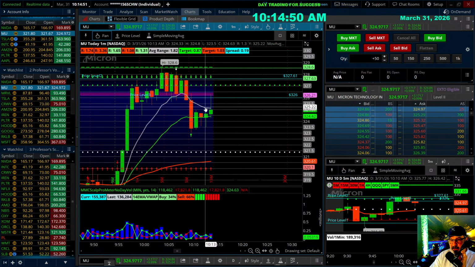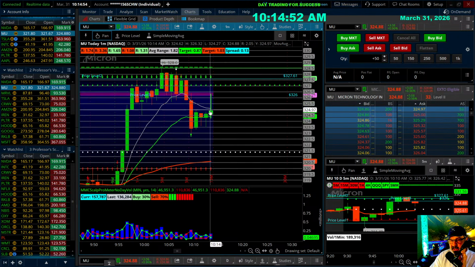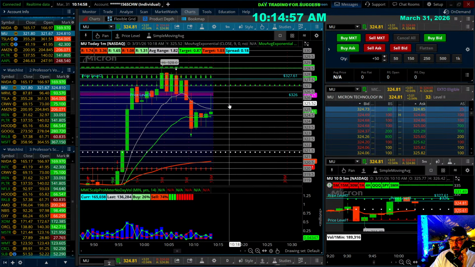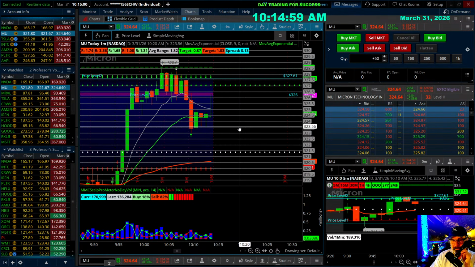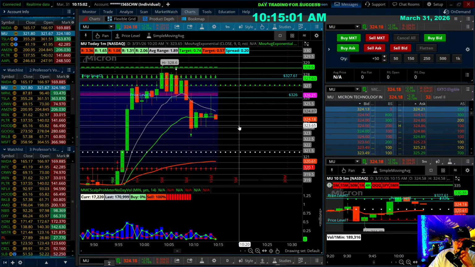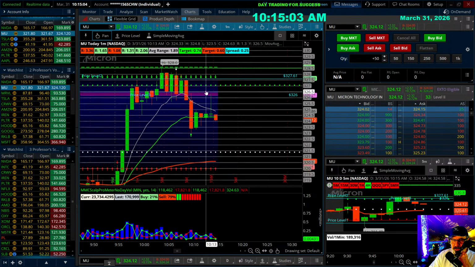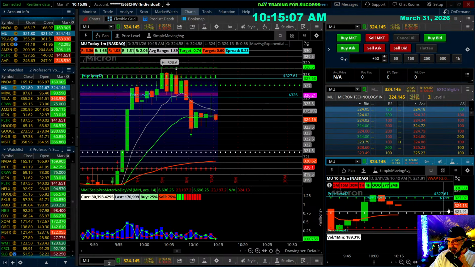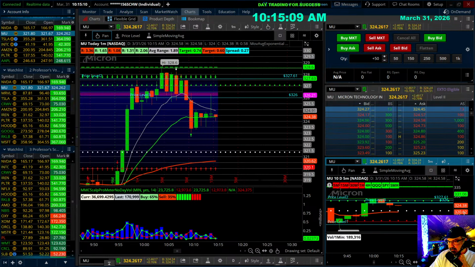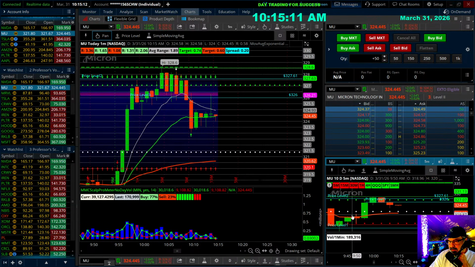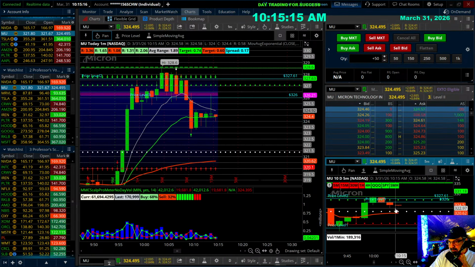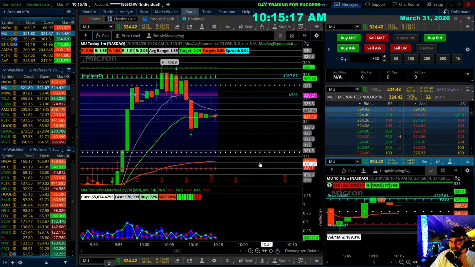See how that already recoiled? That's an entire $1. It went back down. Man, nice little rickshaw there. This is starting to make a bull flag on the 5-minute. If this can turn green here.